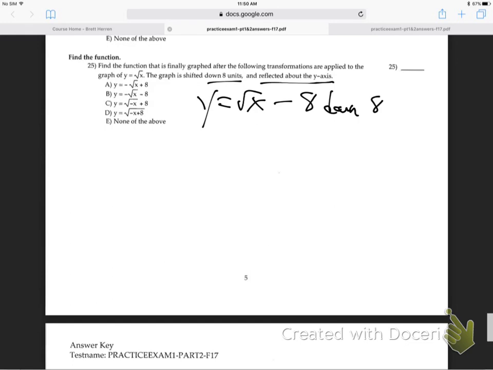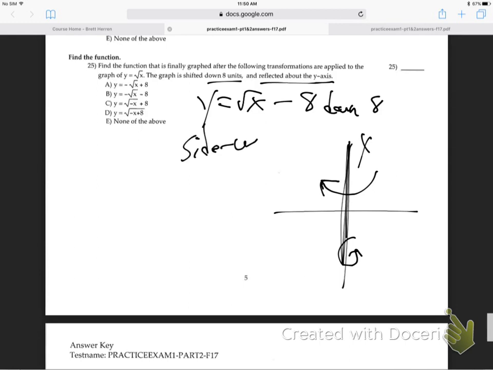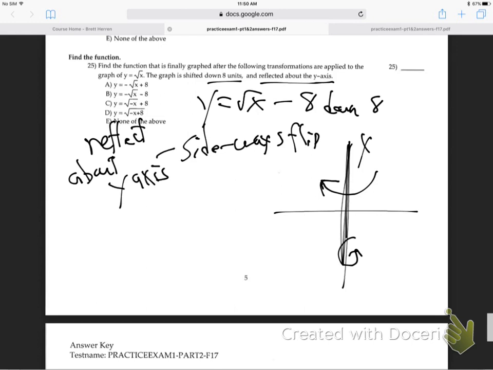And reflect about the y-axis. Remember, this is the y. If you reflect, that means you go from there to there. It's a sideways flip, isn't it? It's grabbing the y-axis and turning it like a rotisserie. So, right? Everybody see that? That's what a reflect about the y-axis is: a sideways flip. What's going to make a sideways flip? Negative. Negative right on the x. Like that. There it is. Whatever answer that is. Is it none of the above? Yep. Oh, that's tricky. There it is.